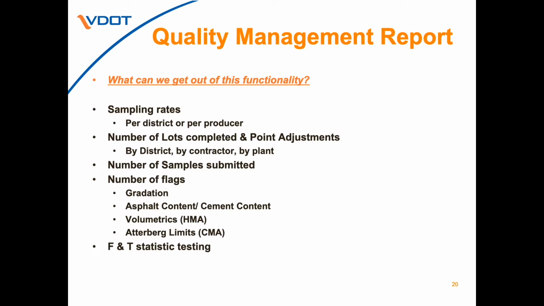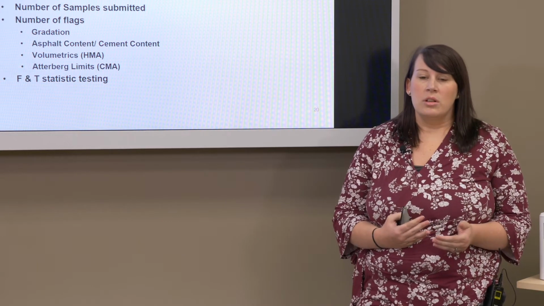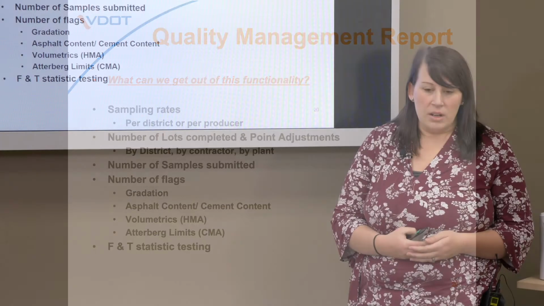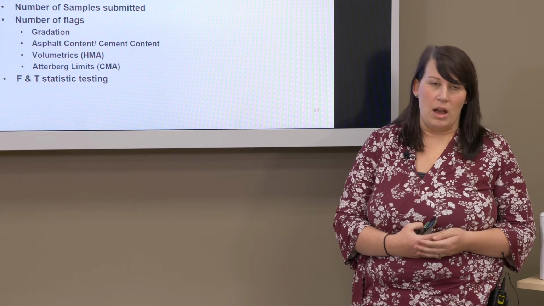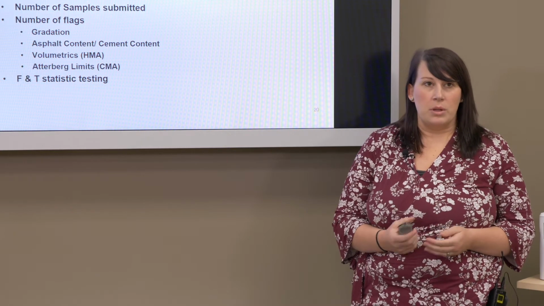It'll give us the number of samples that have been submitted to date for the year, so we can kind of see where we stand on production and how much tonnage is left through the year. And it gives us the number of flags for gradation, asphalt content, and our volumetric properties. And then the bigger one that the department looks at is it gives us our F&T statistic testing, which is from VTM 59. And that's what we report to the federal highways to make sure that our QA program's working the way that it should be.